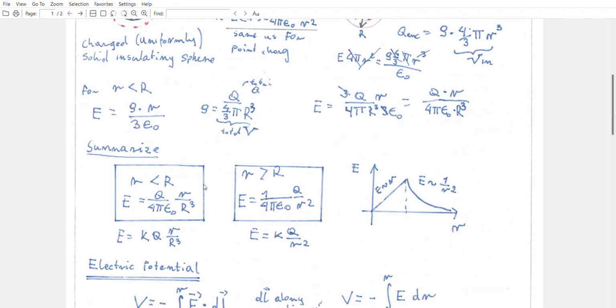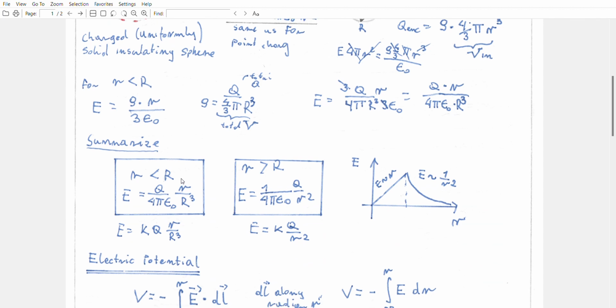And when we summarize these two solutions, for r smaller than capital R we have our linear dependency, and above it we have the typical point charge inverse square dependency. And when we plot it, we see that E is a line, and from this point it starts decaying with the 1 by r squared dependency. And instead of this 4 pi epsilon 0 term, I can use k for simplicity. k is 9 times 10 to the plus 9, but it's simple, yes.